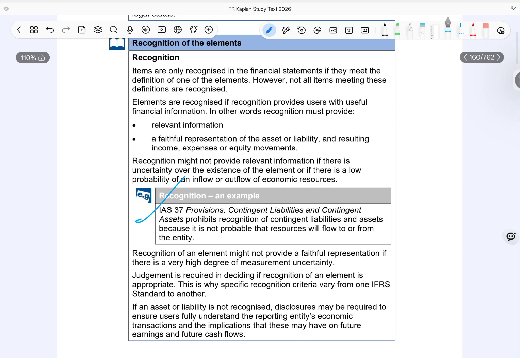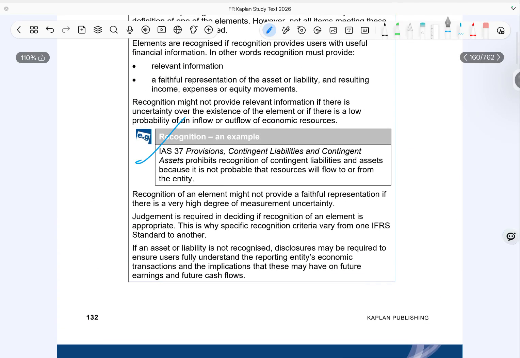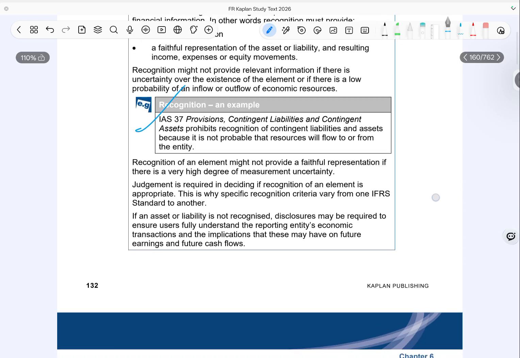What if an item isn't recognized? Just because something isn't recognized doesn't mean it's ignored. Sometimes IFRS requires the company to disclose the information in the notes to the financial statements. This helps users understand important economic events, possible future risks, and potential future cash flows. So even if an item doesn't appear in the balance sheet, it may still be explained in the notes.